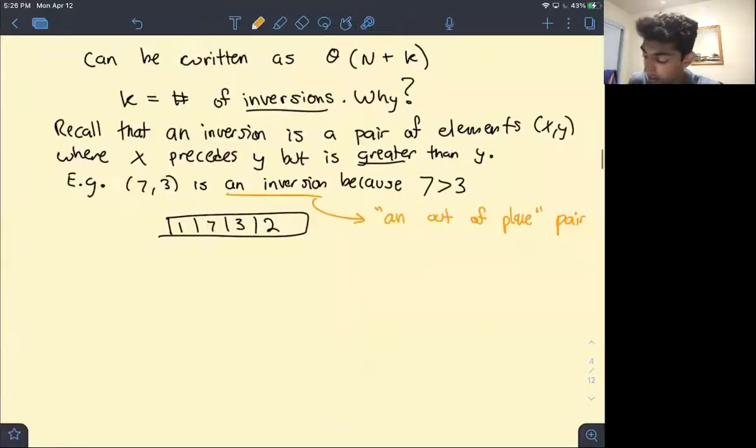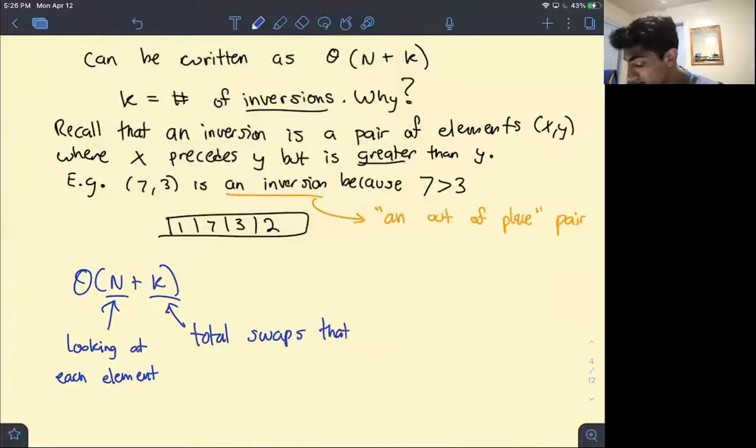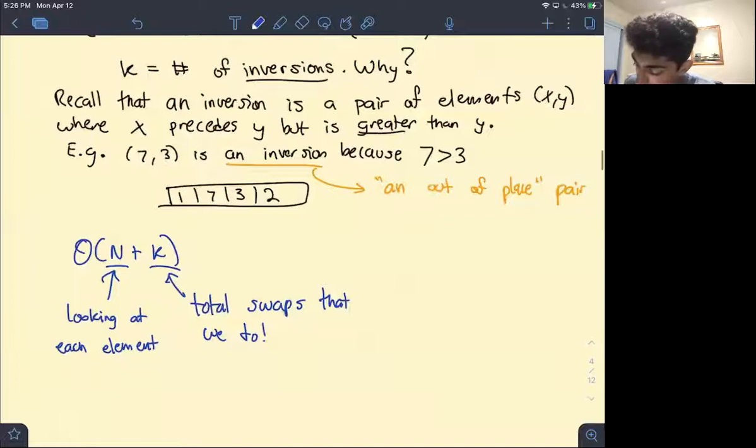So what I'm going to claim is that the runtime is theta of n plus k, where the n comes from looking at each element, and the k is the total swaps that we do. Okay, so my claim is that every time we have to swap, it's because we're trying to fix an inversion. Okay, let me write that down.